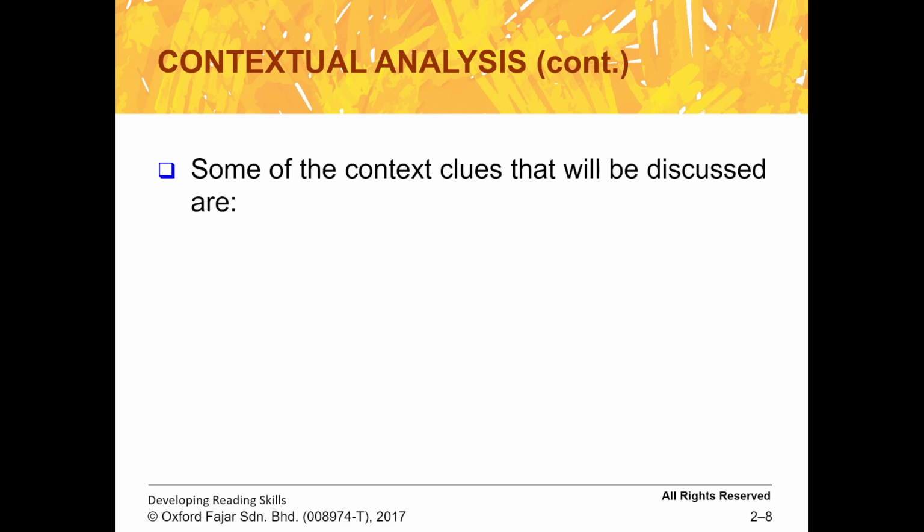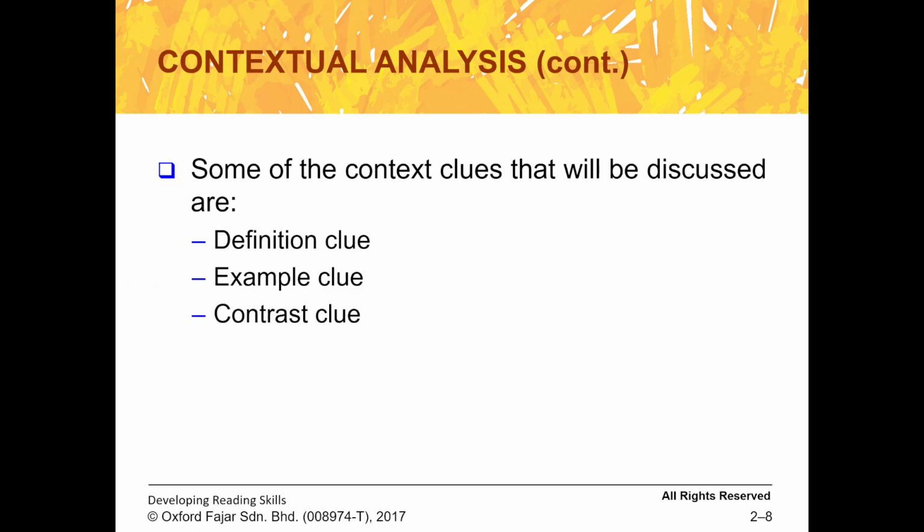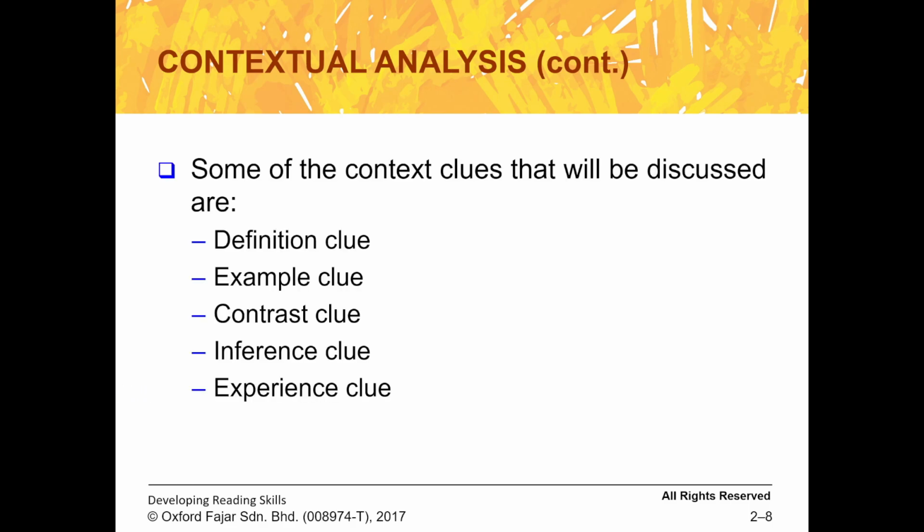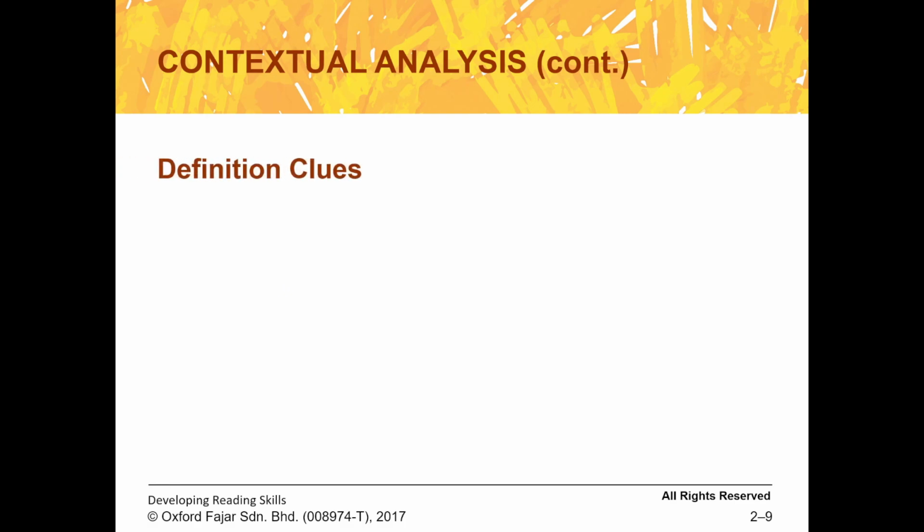So some of the context clues that will be discussed are definition clue, example clue, contrast clue, and inference clue, as well as experience clue. Those five clues can help you identify the words, but each one has a different method. All right, so we'll be looking at definition clues first.